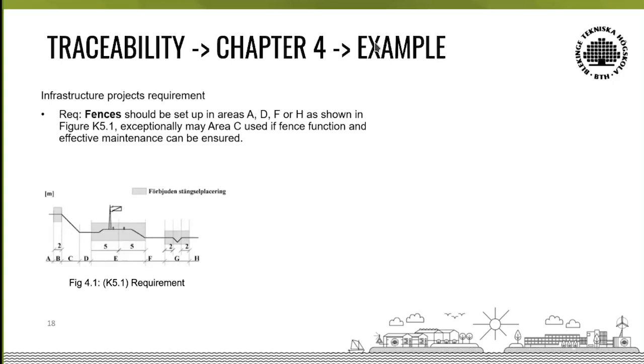Now here's the figure, and as we see on the left side, this is the area where one can put a fence: in area A, and also D, F, and H. On this left side is where we have a slope, and if you have a slope, you should have a distance of 2 meters. These distances are in meters, and as you can see on top of area B, this 2 meter distance is where one can put the fence after this 2 meters in area A.